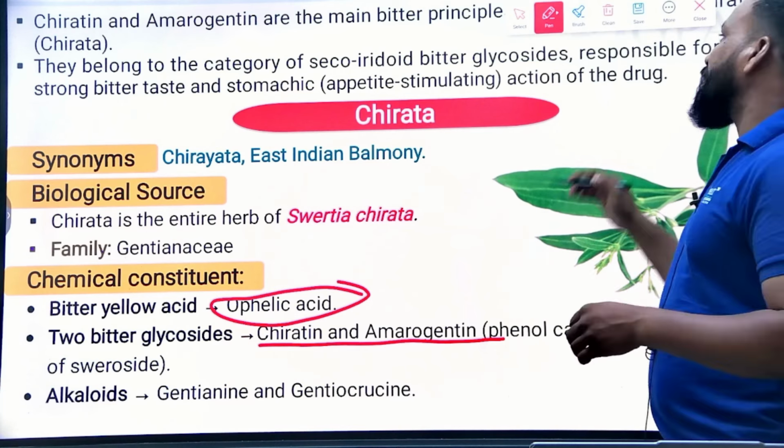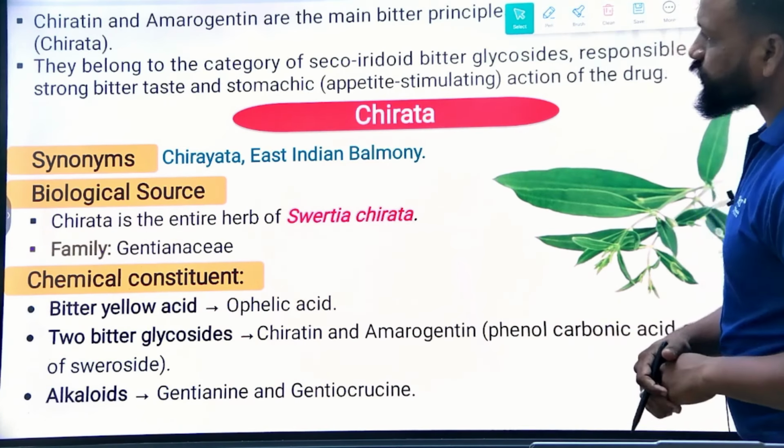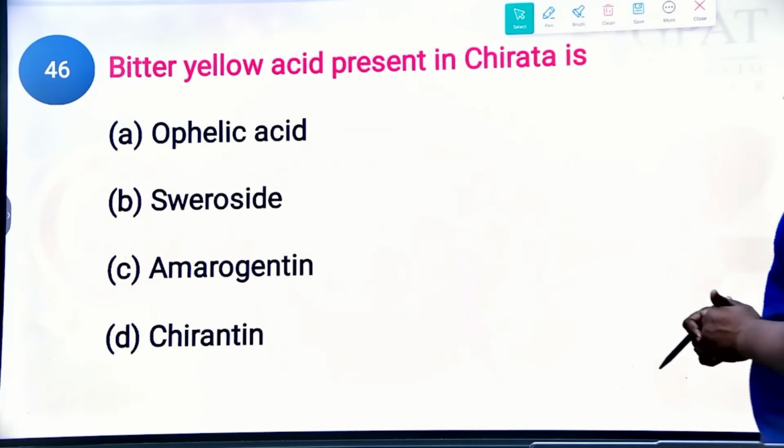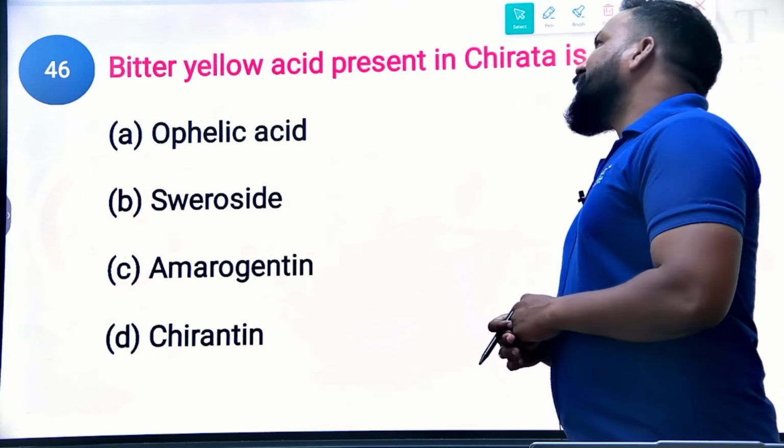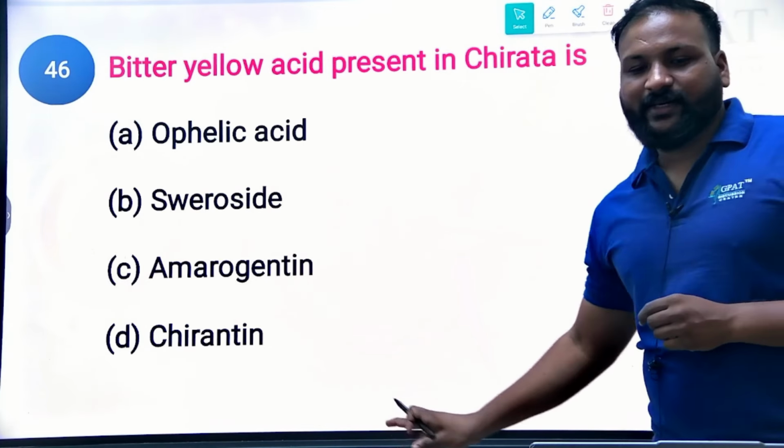So that's it about chirata. And yes, come on, dear students, only 4 questions remaining. After that, which bitter yellow acid is present in chirata?